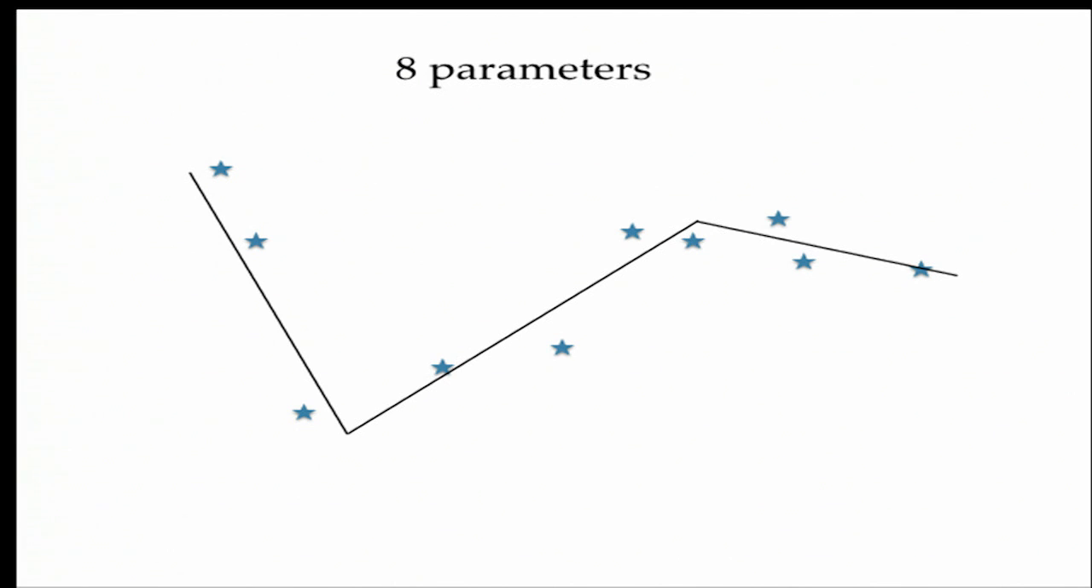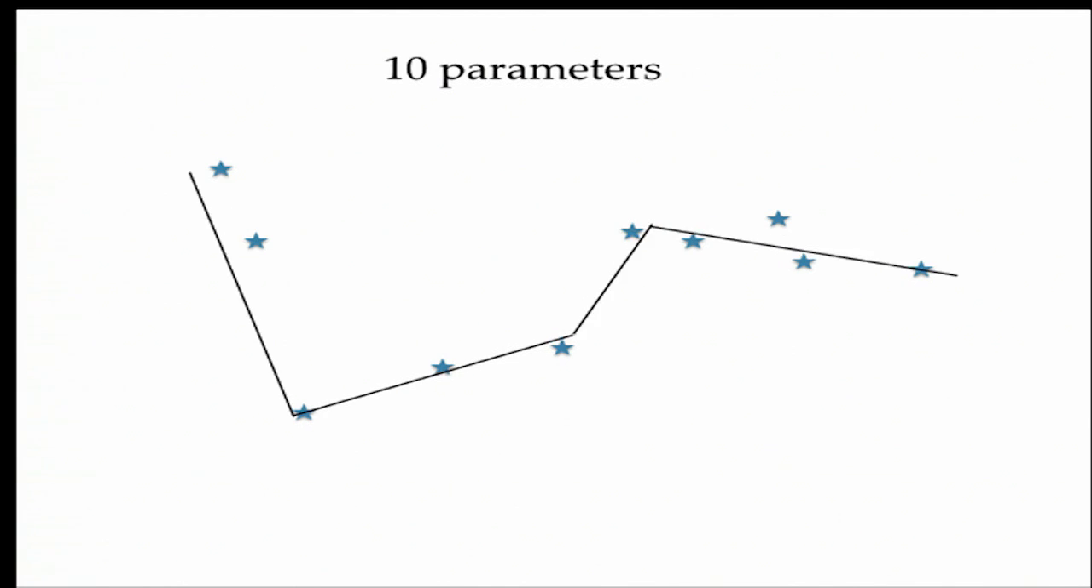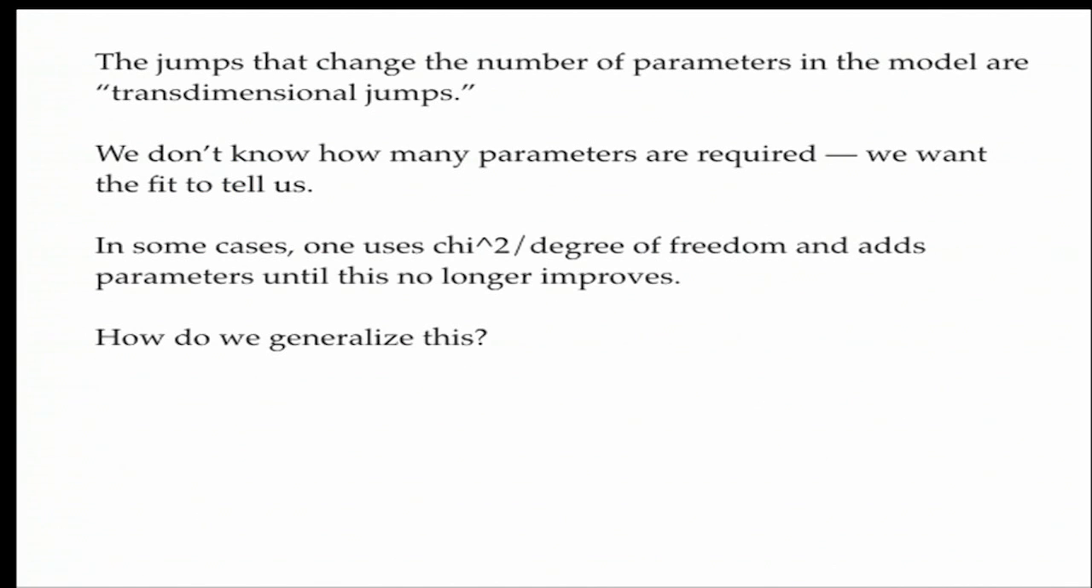So here's my piecewise linear fit to some points, and I'm going to vary the parameters around, and then maybe I'll change the number of parameters, maybe I'll change it back. Okay, so the jumps that change the number of parameters are transdimensional jumps, right? You're changing the dimension of your parameter space. We don't know how many parameters are required when we start. We don't even know how many are required when we're finished, right? It's a distribution. But we want the fit to tell us.